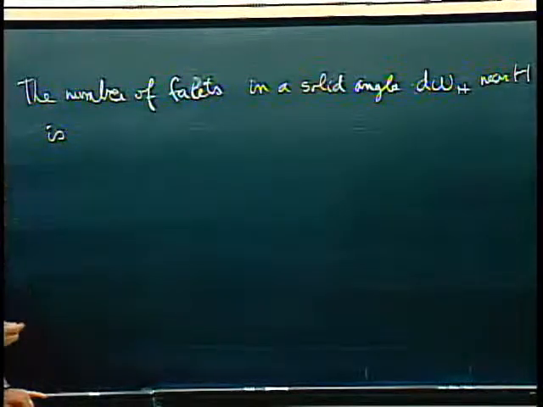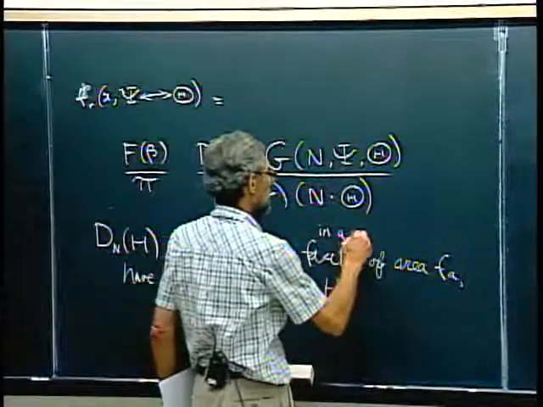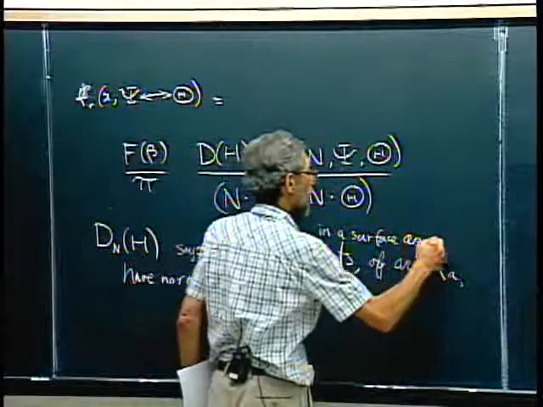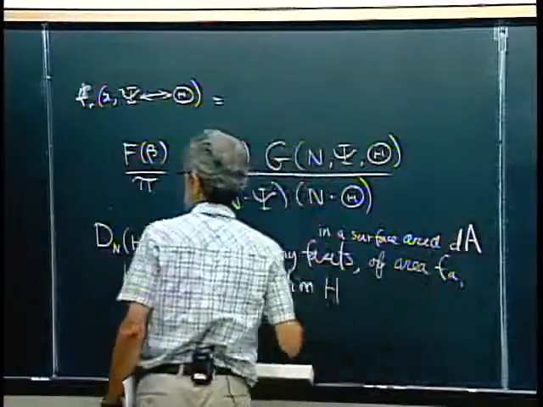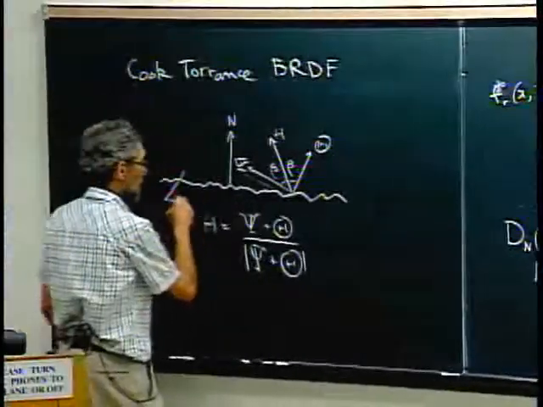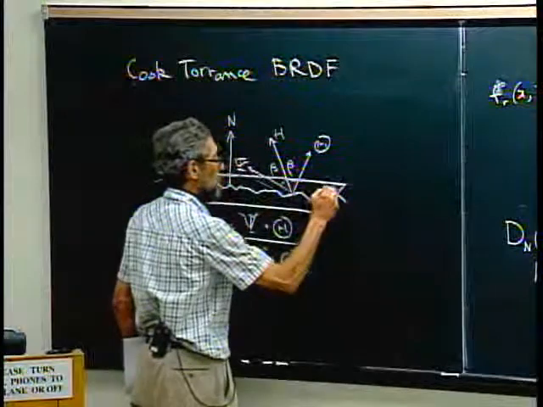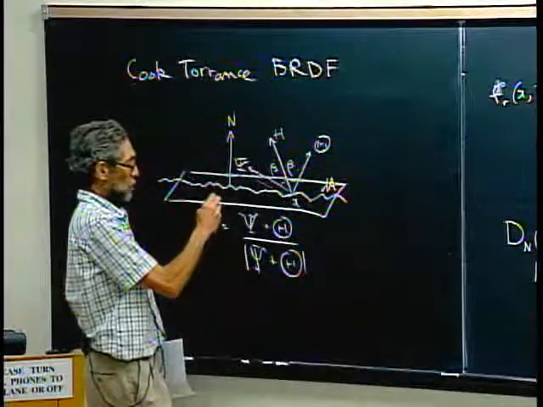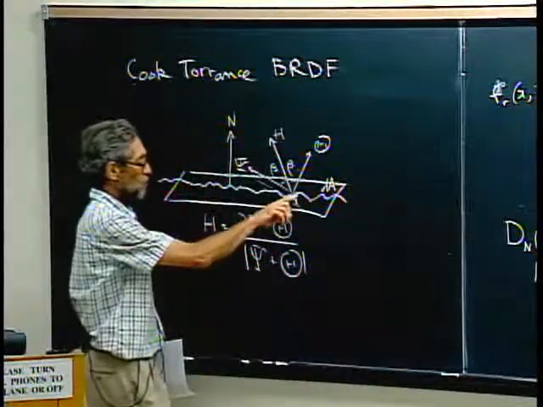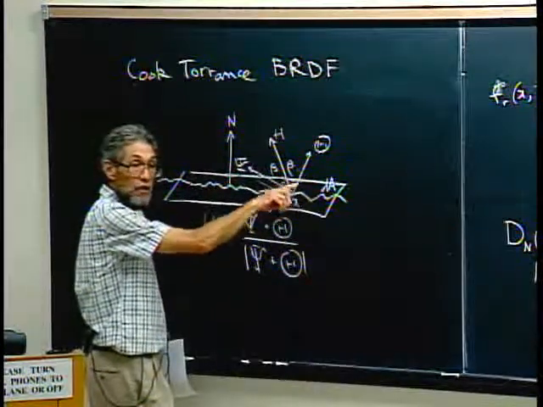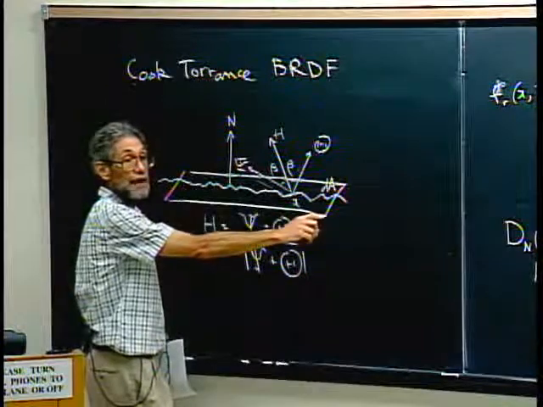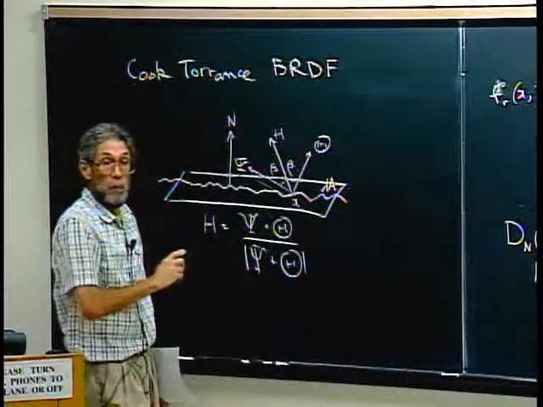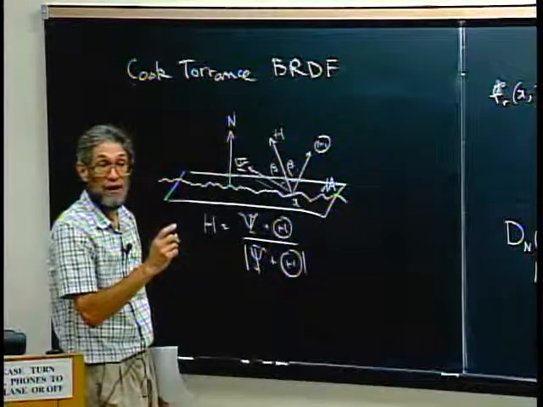Well, we can't just talk about the number of facets on the whole surface area. This is how many facets in a surface area dA. Right? So here's the surface, and here is some area on the surface, say dA, near X. And we want to count the number of facets with this normal in a certain solid angle near H on that surface, because this distribution function is really per unit solid angle per surface area.